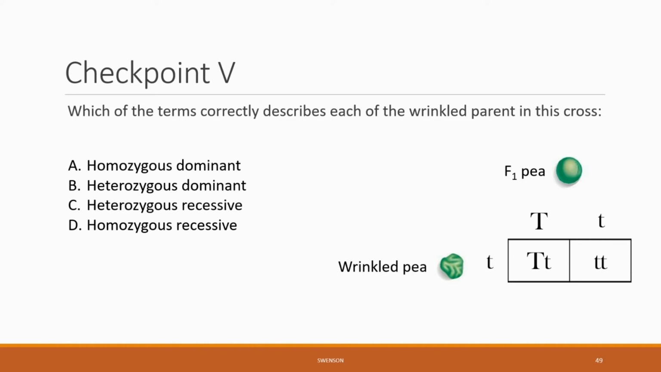Checkpoint 5. Which of the terms correctly describes each of the wrinkled parents in this cross?